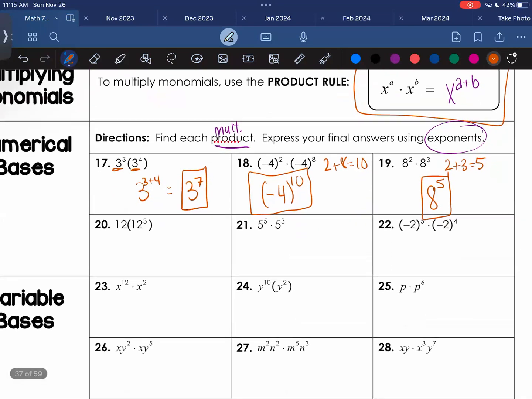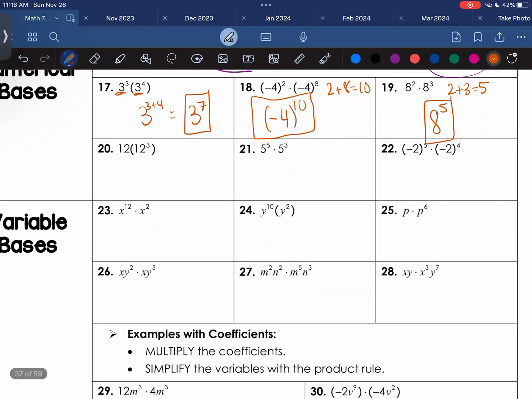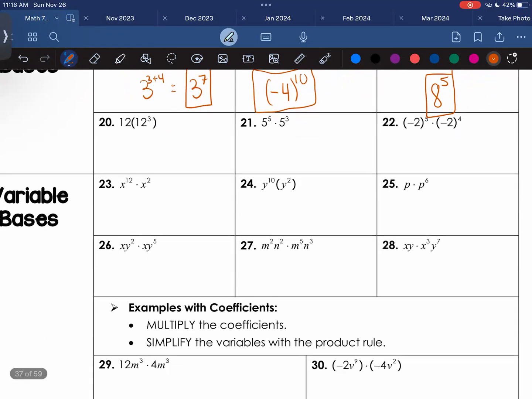All right, so let's do it when our bases are variables instead of constants. So number 23 says x to the power of 12 times x to the power of 2. So still our base will stay the same, it's x, and we're just adding our exponents. So our answer is x to the power of 14. Go ahead and pause and try number 24 and 25 on your own.